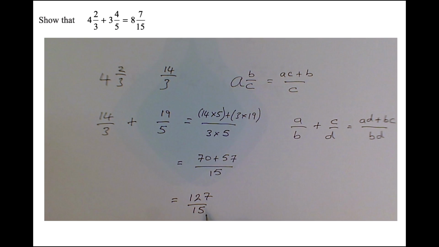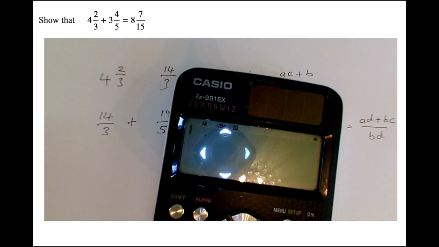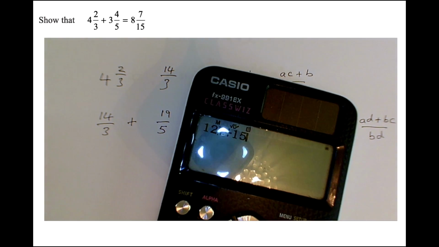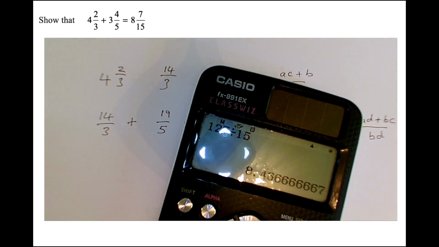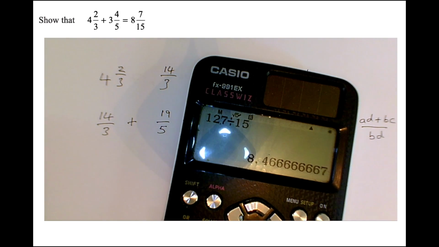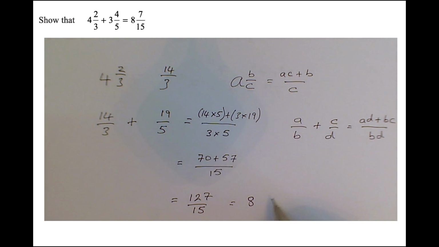Now how many 15s go into 127? Well, I think it goes in 8 times, remainder 7. But I'm going to check on my calculator. So we've got 127 divided by 15 does indeed go 8 times. Okay, and the remainder will be 7 because 15 goes into 120. But of course it's not enough. I haven't shown it yet, so I've got to show that 8 and 7/15 is the same thing as 127 over 15. So I'm going to do that now.